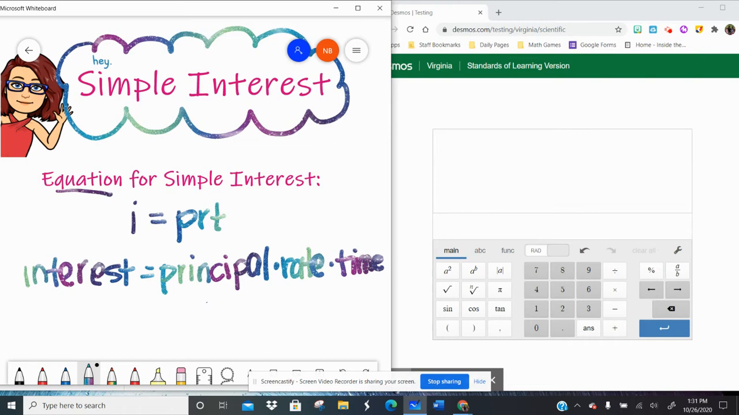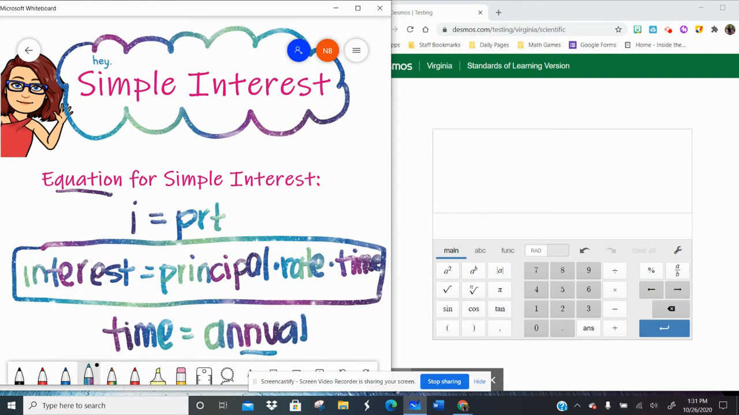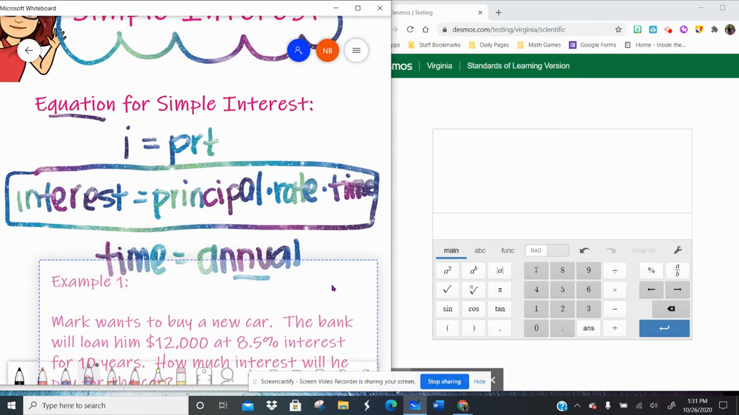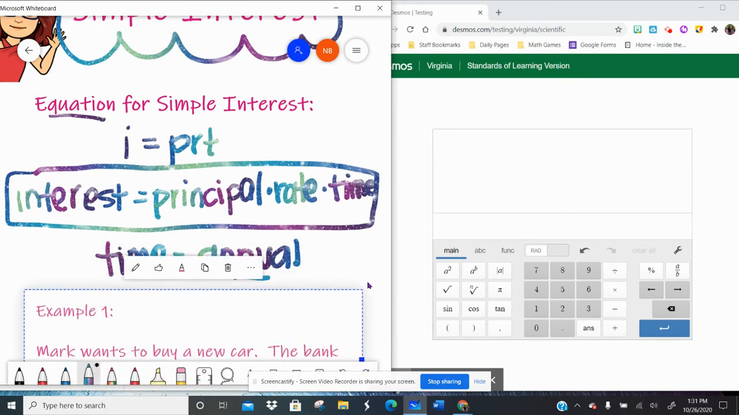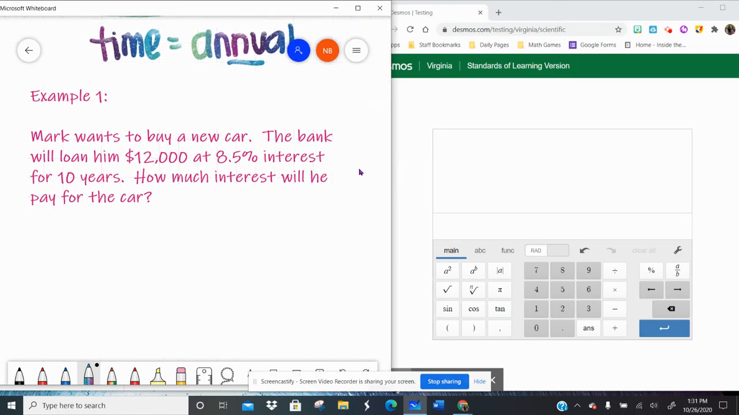All right, so interest equals principal times rate times time, right? This is the formula that you really need to know when you're calculating simple interest. It's also important to note that time is annual, so yearly. We want to make sure that time is annual or whole years. I'll show you at the very end what to do if they throw out a monthly thing. So let's dive in and get into these actual problems.